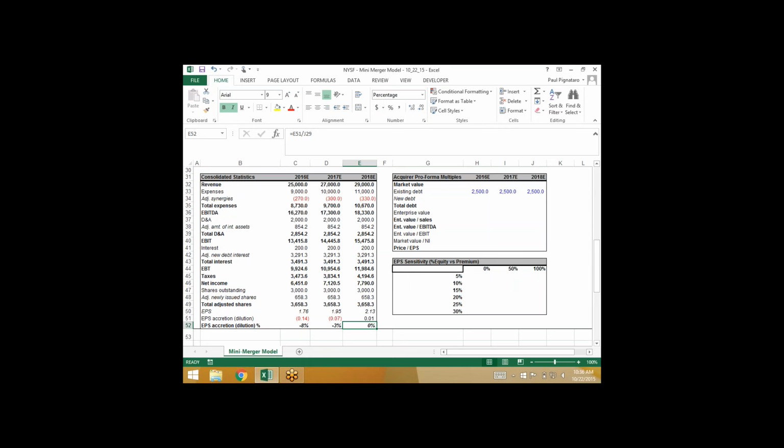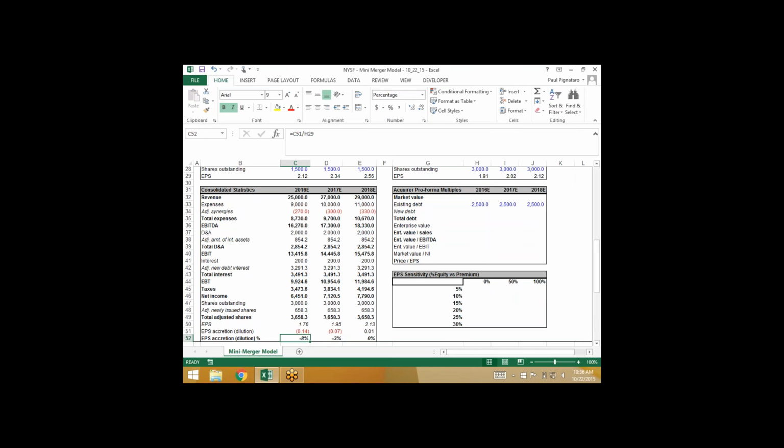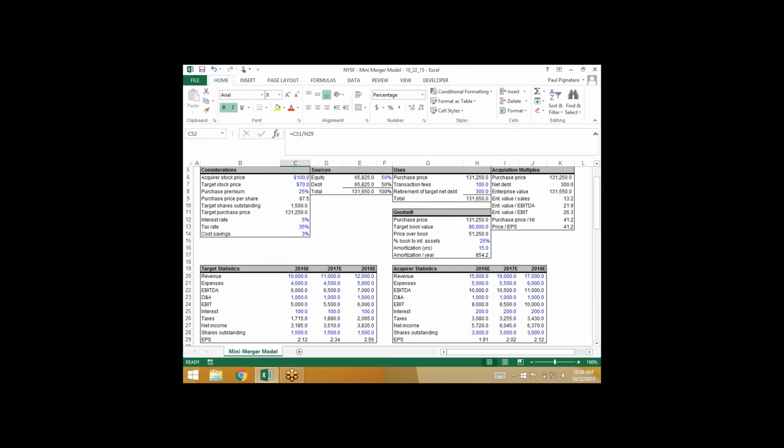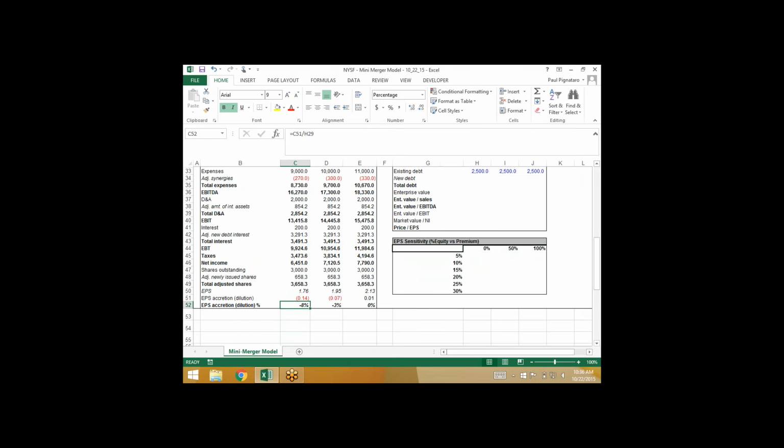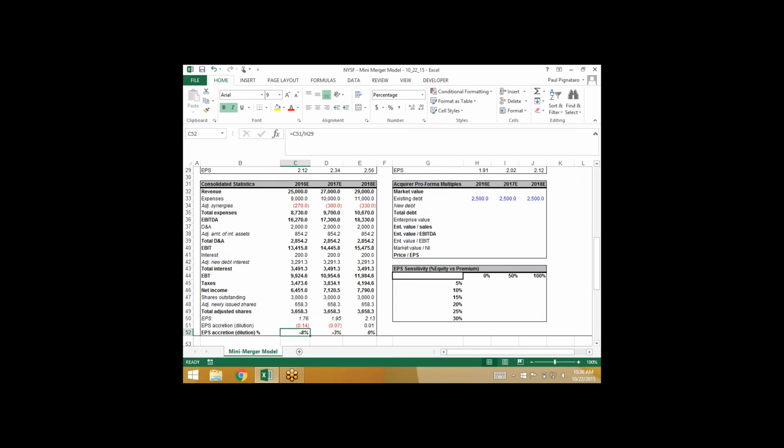And now let's talk about what is driving that dilution. Well, let me see your acquirer statistics. So if I ask you what is driving the dilution? The new accretion. That's part of it. Synergies. Synergies is accretive. So what are the drivers, right? So the new equity. Yeah. The new interest on the new debt. What else? The intangible asset amortization. It's making it dilutive.